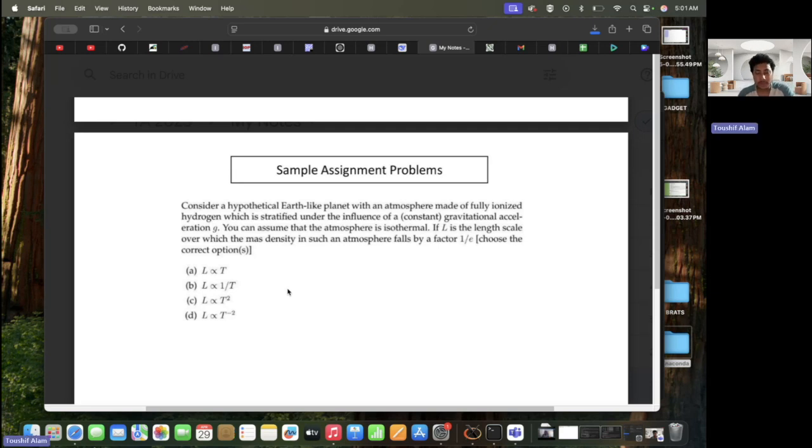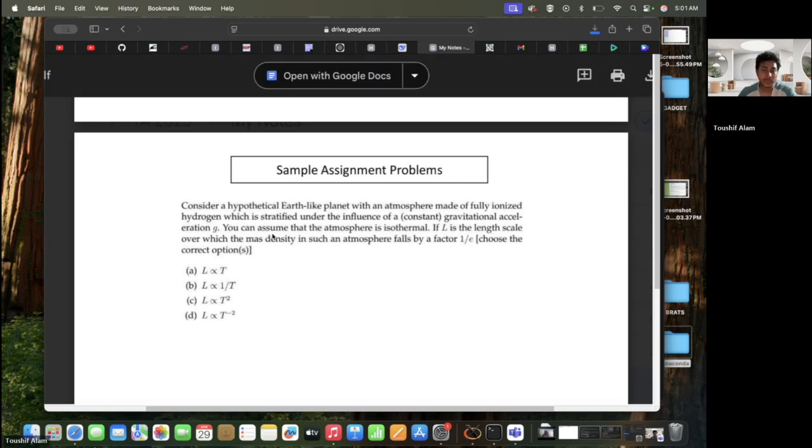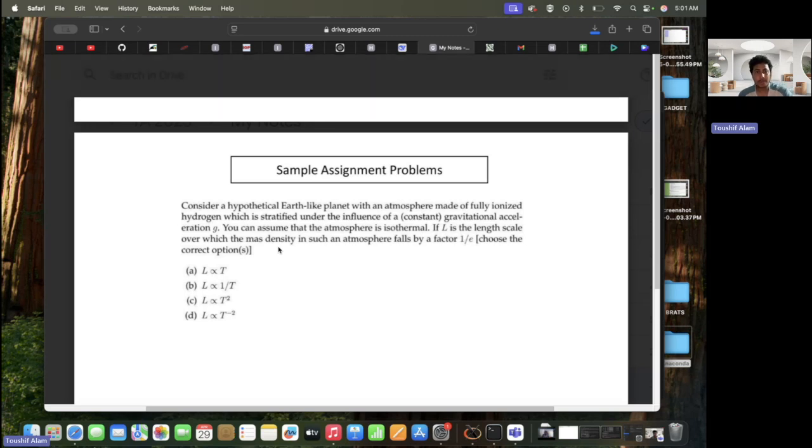Consider a hypothetical Earth-like planet with an atmosphere of fully ionized hydrogen, which is stratified under the influence of a constant gravitational acceleration g. You can assume that the atmosphere is isothermal. If L is the length scale over which the mass density in such an atmosphere falls by a factor 1 by A, then what will be the correct option? L proportional to T, 1 by T, or 1 by T square?